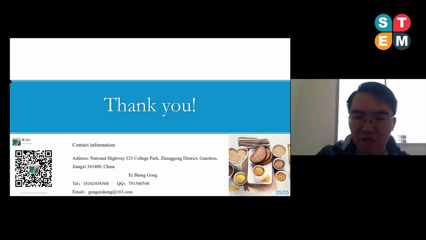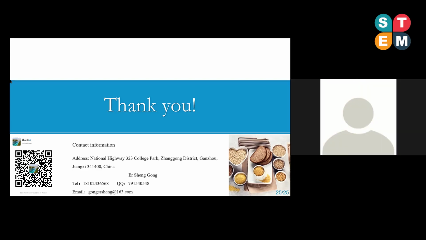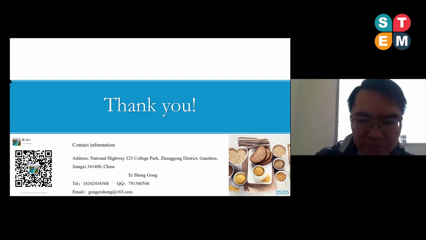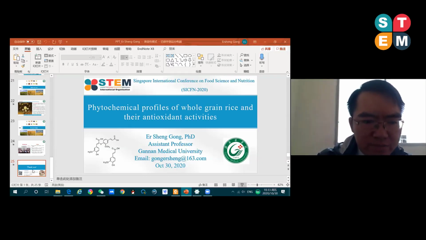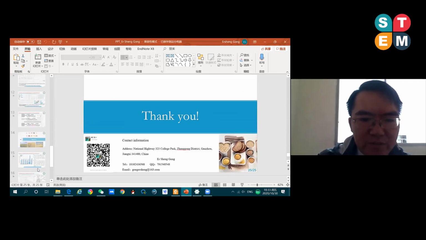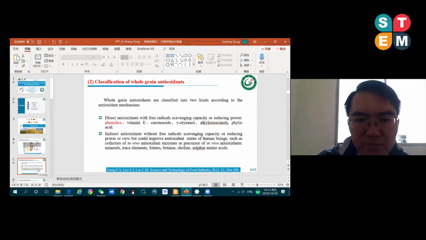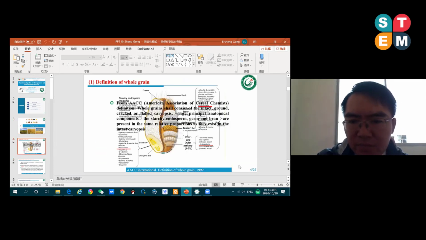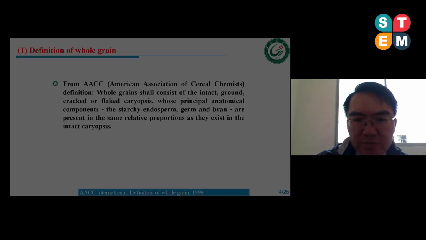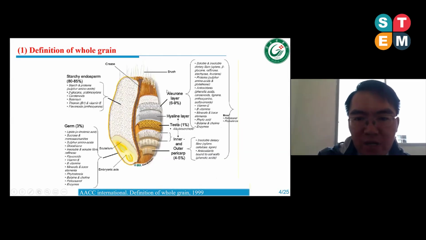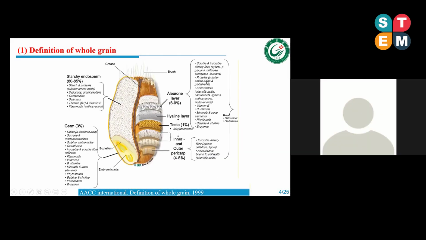The aleurone part had the highest content of phenolic compounds and antioxidant activities. Can you see that? Which part? Aleurone. Oh, yeah. The aleurone part. This part, aleurone. Oh, I see. Just in the skin, right? Yeah. Okay.